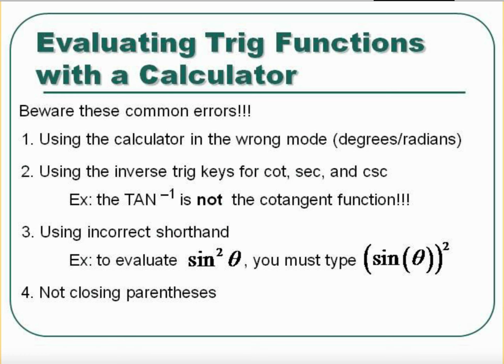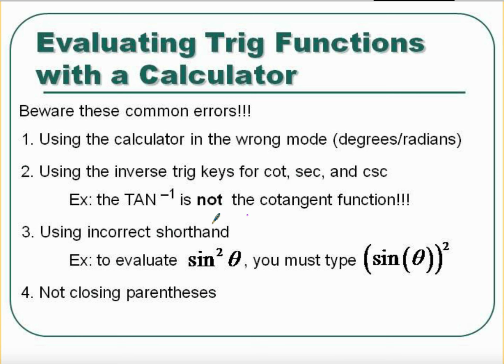Number 2 is another common error, using inverse trig keys for cotangent, secant, and cosecant. The little inverse key is not going to give you those reciprocal trig functions. That's going to give you an inverse, not reciprocal trig. We're going to talk more about reciprocal trig in the future, but just know that this key is not going to give it to you.